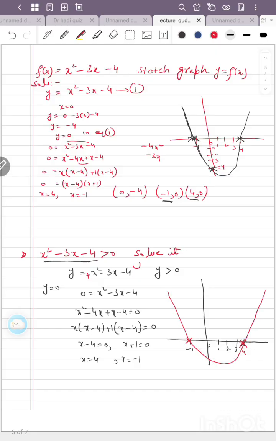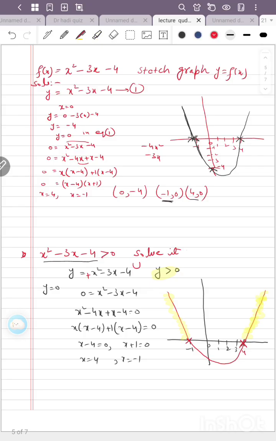Okay, this is our graph. Now see that it's a very important and tricky part: y is greater than 0. Where is y greater than 0? It means y is greater than 0 here and here. I have highlighted this one here. Y is greater than 0.